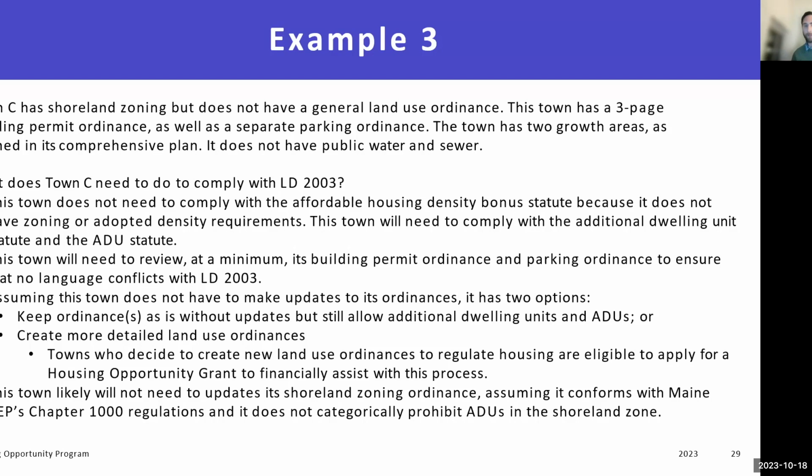They certainly could choose to create a more detailed land use ordinance, but what they have in place may be sufficient. And generally a town such as Town C may have the least amount of provisions to amend solely because they have the least amount of regulations on the books. And then just like any other community, they would want to verify with DEP that nothing needs to change in their shoreline zone.